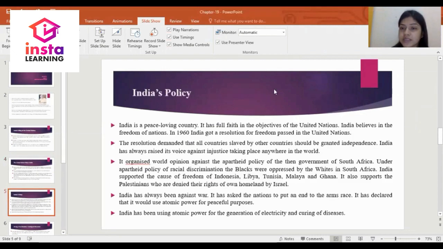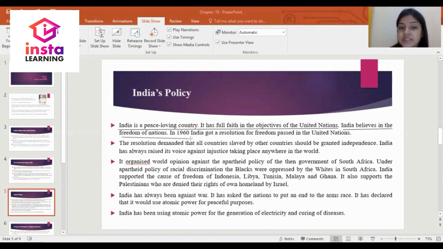Let's understand India's policy. What is India's policy? Dear students, India is a peace-loving country. It has full faith in the objective of the United Nations. India had complete trust in the aim and objective of the United Nations. India believes in the freedom of nations.